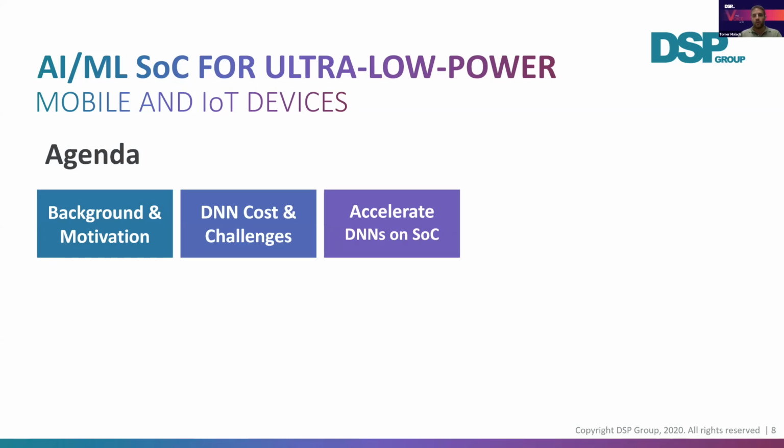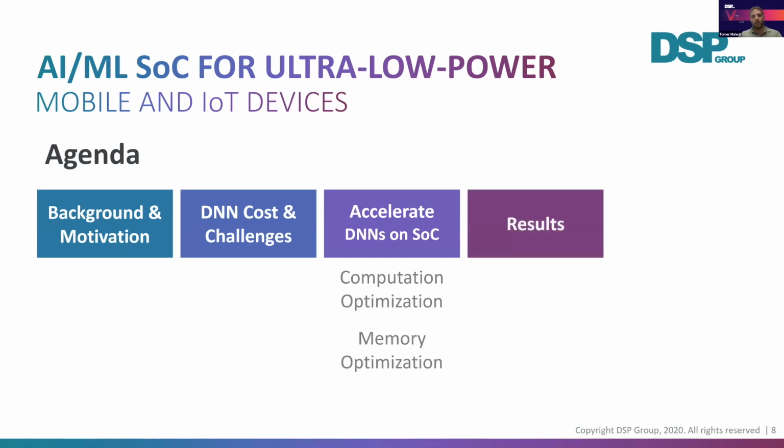Then the art of the talk will be how we can accelerate deep neural networks on SoC. And we will talk about two aspects. The first one is the computation optimization, and the second one is the memory optimization. Then I will conclude and show some results and present the summary of the talk.